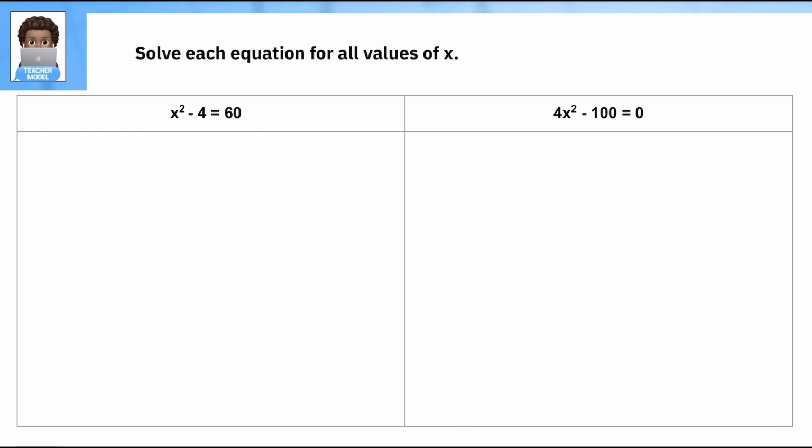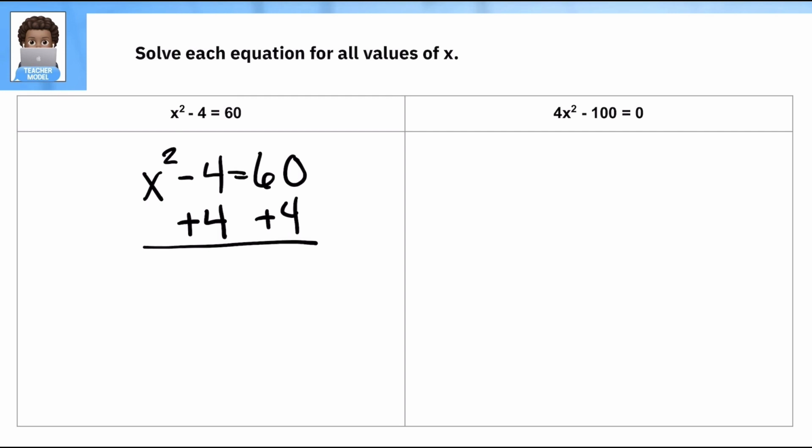All right, let's look at our first example. x squared minus 4 equals 60. So I'm going to solve this the way I normally would, by first adding 4 to both sides so that I only have x on one expression. So x squared is equal to 64.